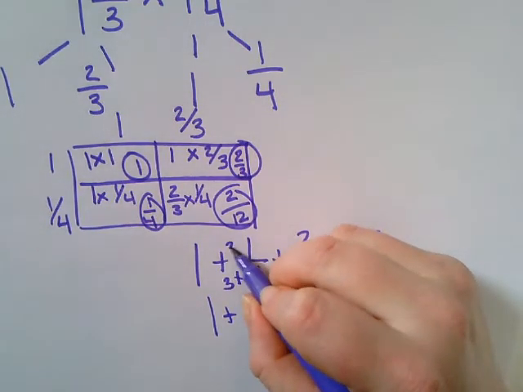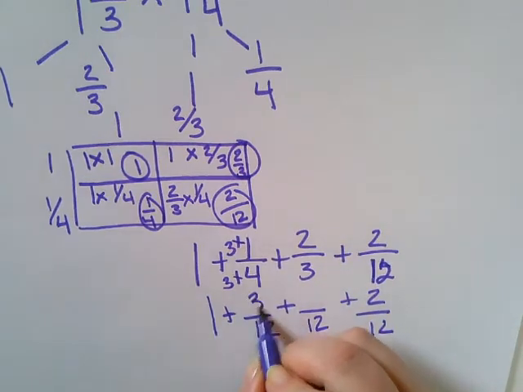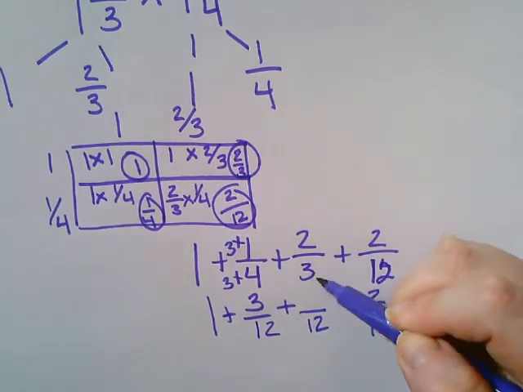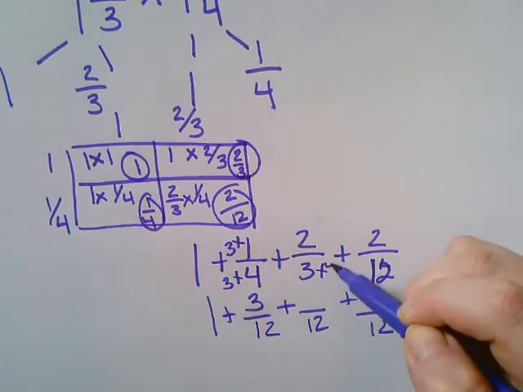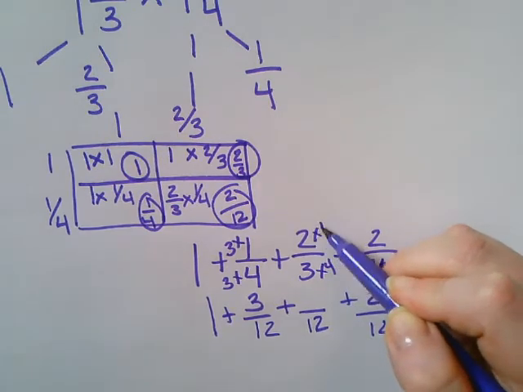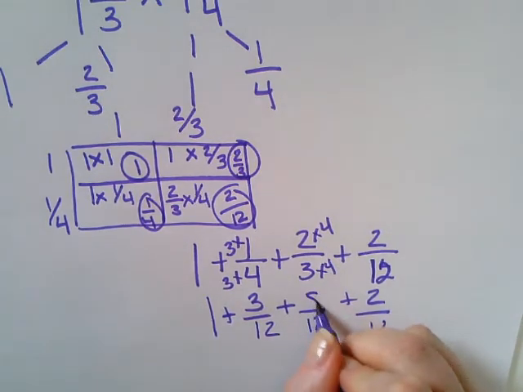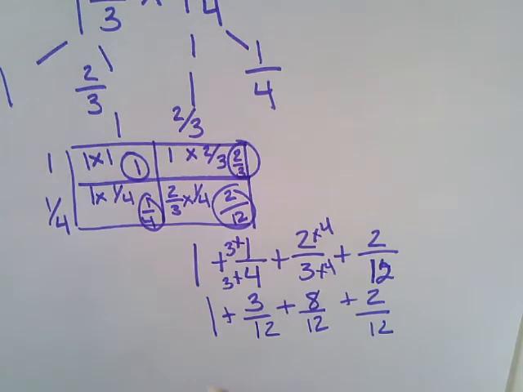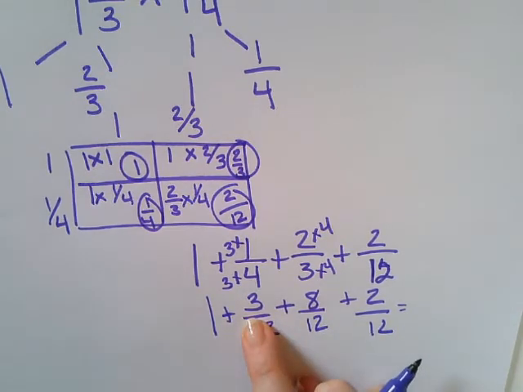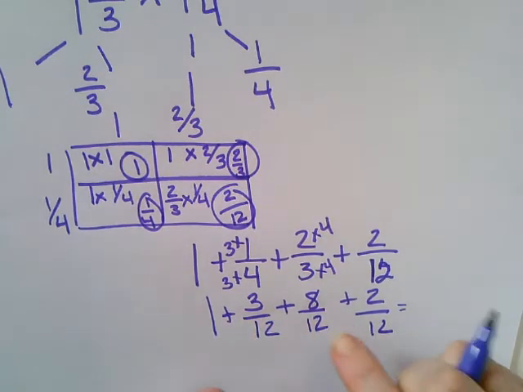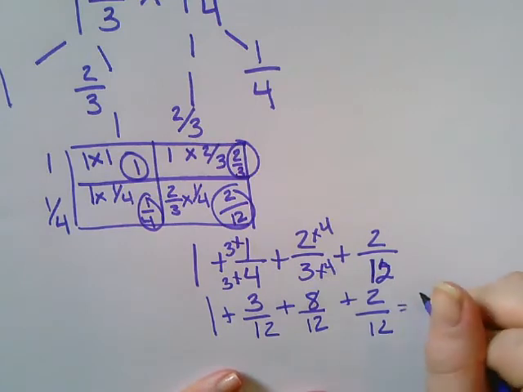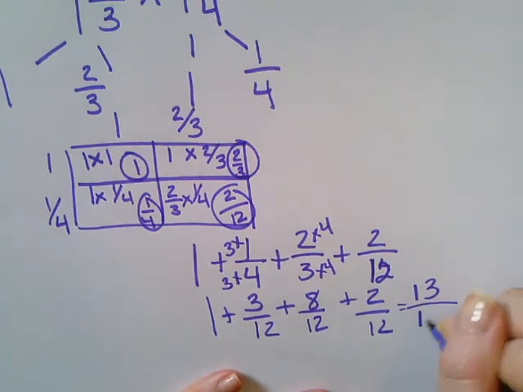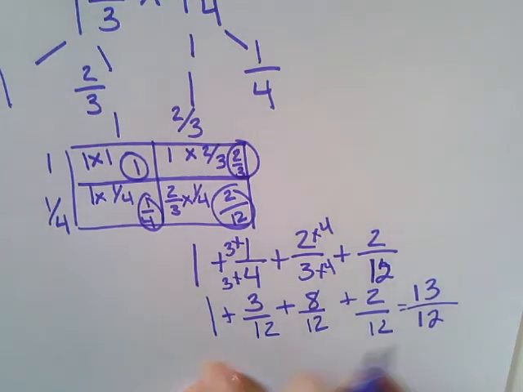So I'm going to do 3 times 1, and I get 3/12. On 2/3, I have to multiply 3 times 4, and 2 times 4, and that gives me 8/12. So now I'm able to easily add all of these together. So I have 8 and 3, which is 11. 11 plus 2, which is 13. So I have 13/12 and then my whole.